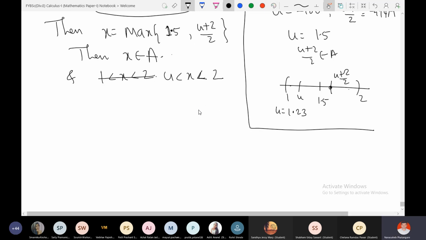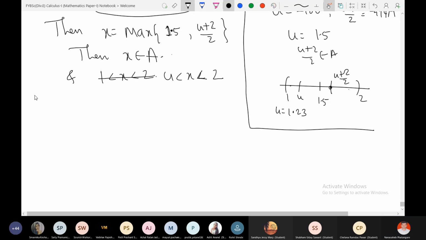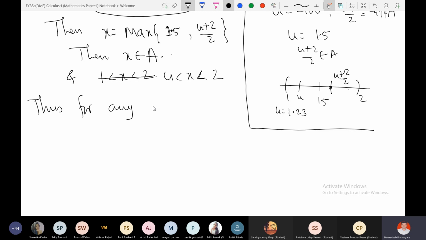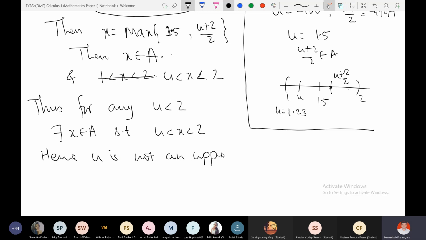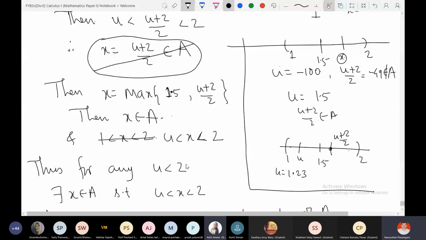Right. And therefore, what is the conclusion? What is the moral of the story? Thus, for any u less than 2, there exists a member x of the set such that u less than x less than 2, and hence u is not an upper bound of A. Okay, so this is clear now. Do you agree with this? Yes, sir.